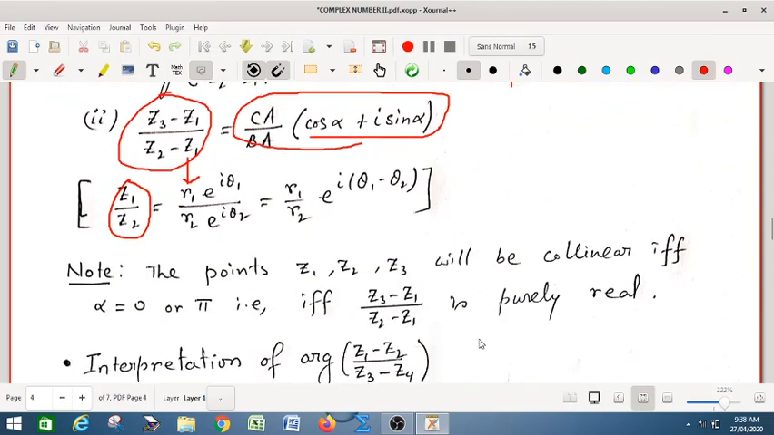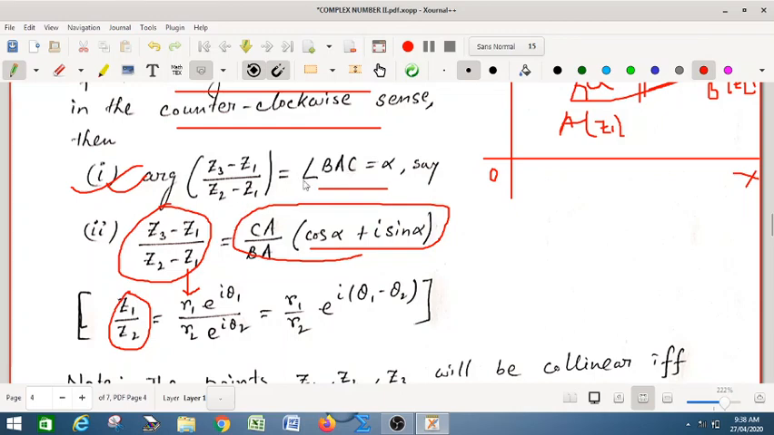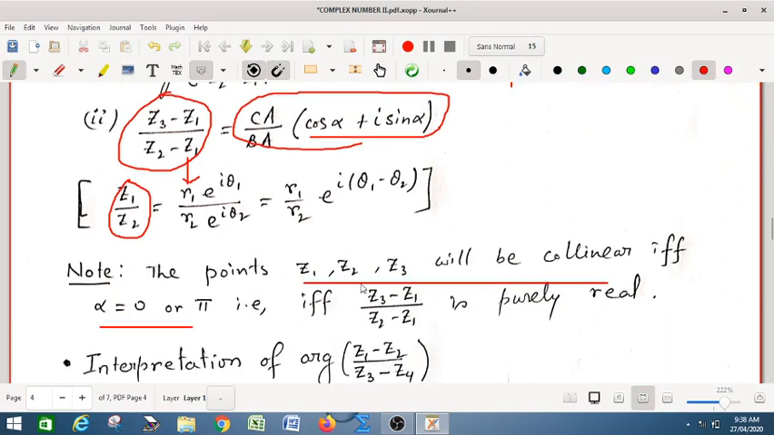Now there is an important note. If Z1, Z2, Z3 are collinear, that is alpha is equal to 0 or pi, then this relation becomes argument 0. So this will give you (Z3 minus Z1) by (Z2 minus Z1) is purely real. This ratio becomes real because alpha is 0. Alpha is 0, sin alpha 0, cos 0 is 1. So this will be a purely real number, or if alpha is pi, in that case also we will get a purely real number. So this is important to note.